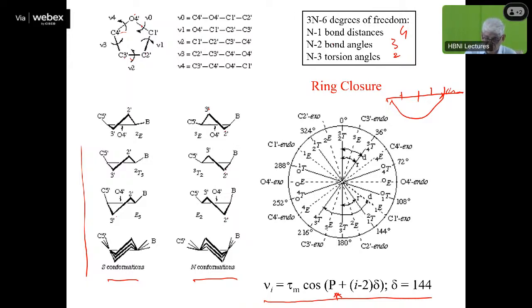Therefore, when I go in the pseudo-rotation angle from 0 to 360, what sort of structures do I get for the sugar ring?